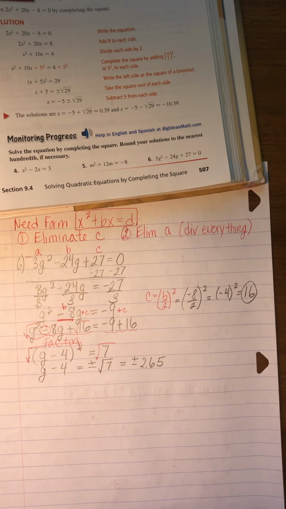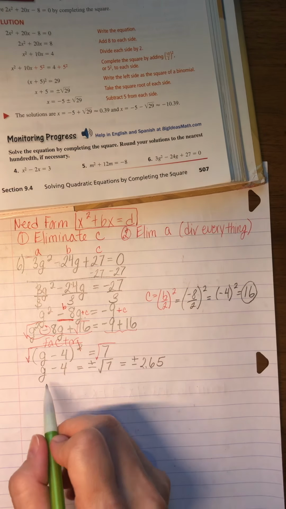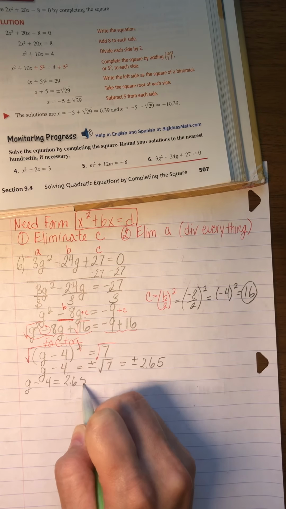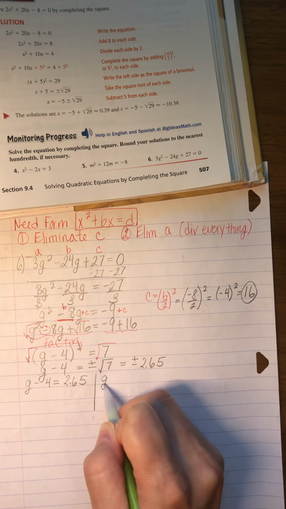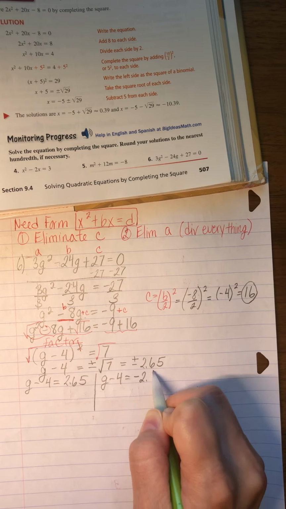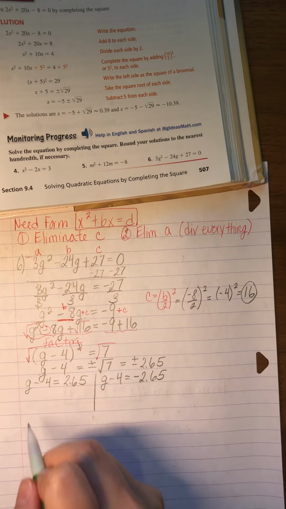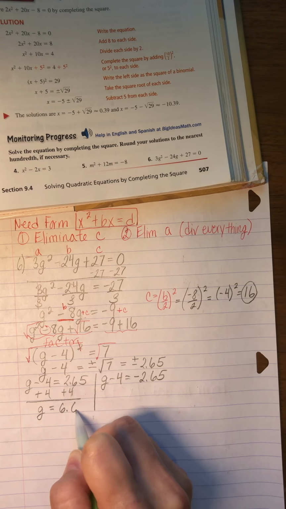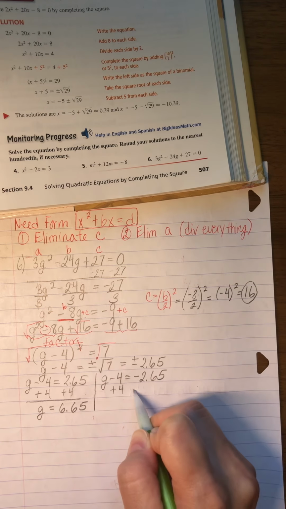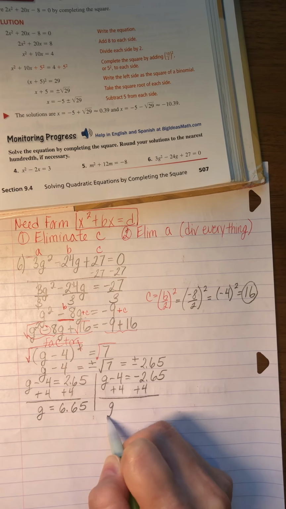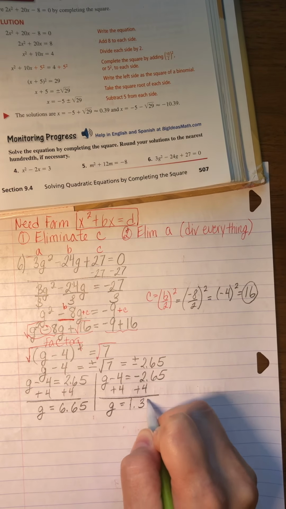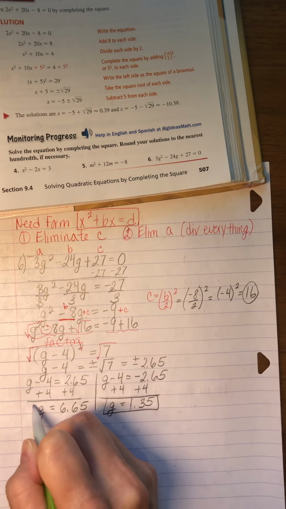Okay, I'm gonna split this up into my two equations and solve. So I'm gonna take my g minus 4, it's gonna be equal to positive 2.65, and g minus 4 is gonna equal negative 2.65. Let's solve both of these equations. We're gonna add 4 to both sides. So we get g equals 6.65. And over here, again, we're gonna add 4 to both sides. And let's get our answer for this one. So negative 2.65 plus 4 is 1.35. And those are our two answers for this.